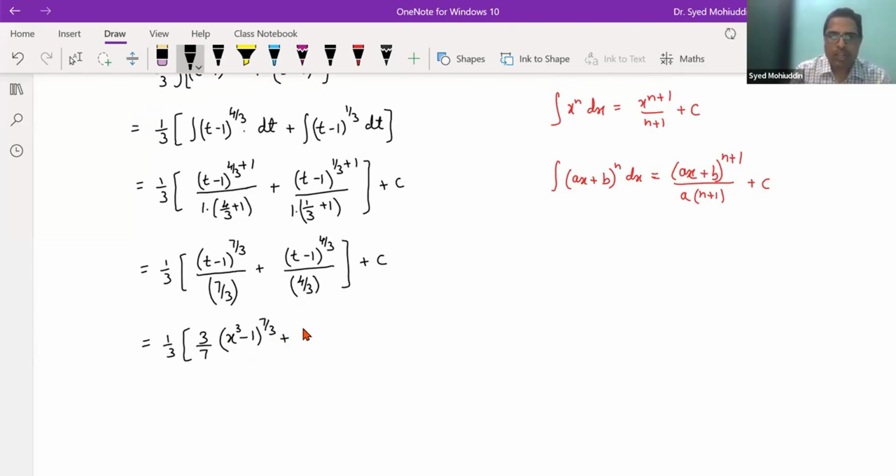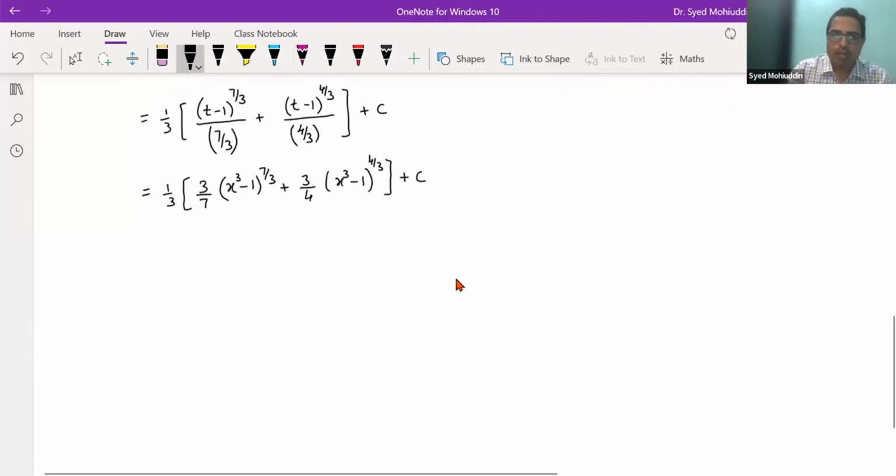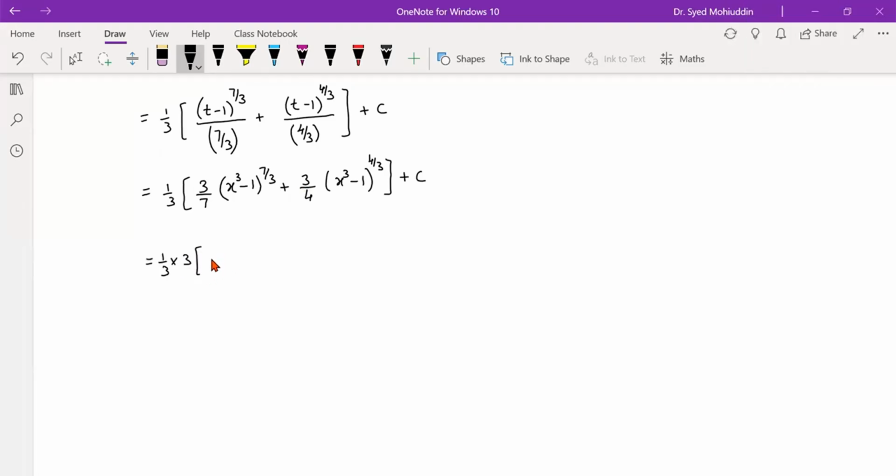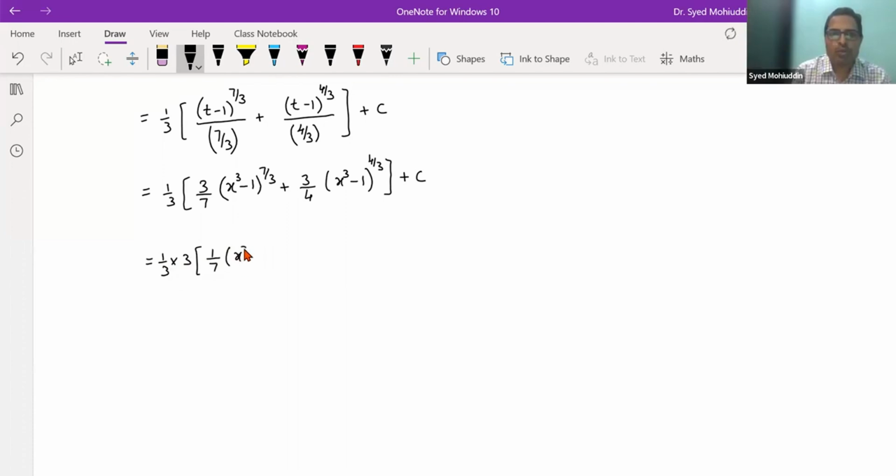Plus here again 4 by 3 can be written as 3 by 4. Again the value of t is x cube. So it is (x cube minus 1) whole power of 4 by 3 plus the constant of integration c. But however, if you try to observe over here, do you have 3 common here? 3 is common. You can just take 3 outside. So this 3 and 3 will cancel out. We'll just be getting 1 by 7 (x cube minus 1) whole power of 7 by 3 plus 3 by 4 into (x cube minus 1) whole power of 4 by 3 plus the constant of integration c.